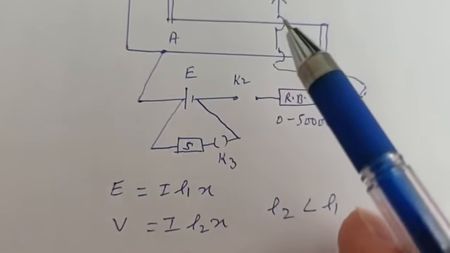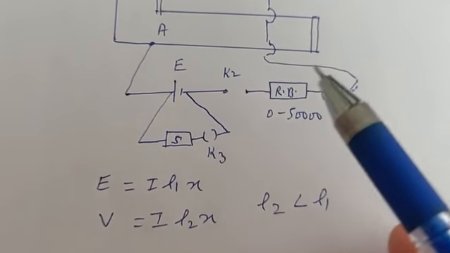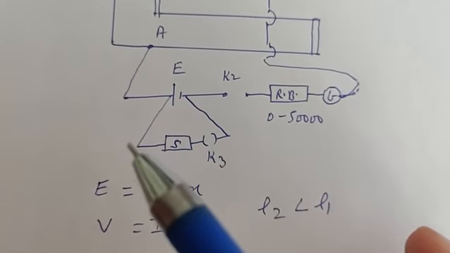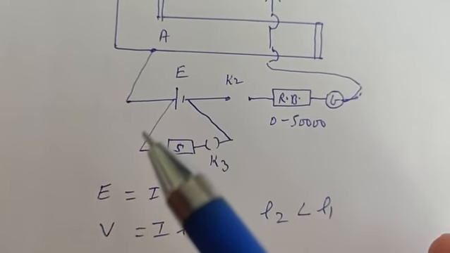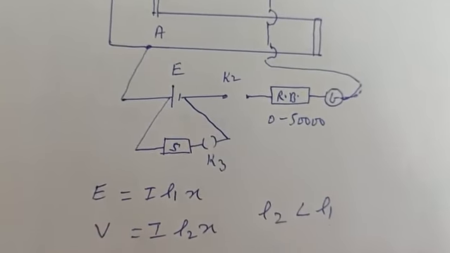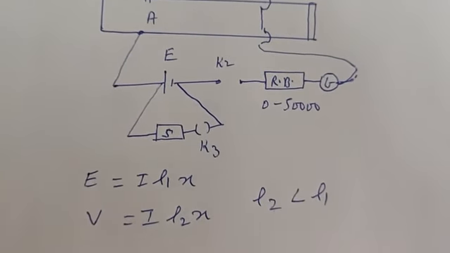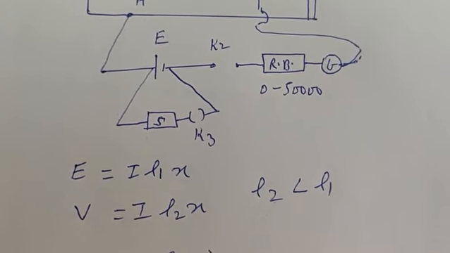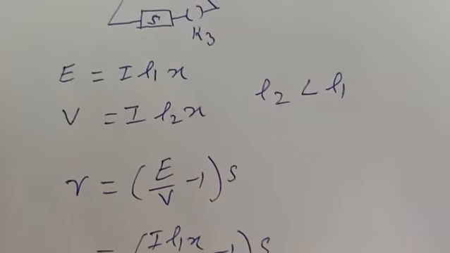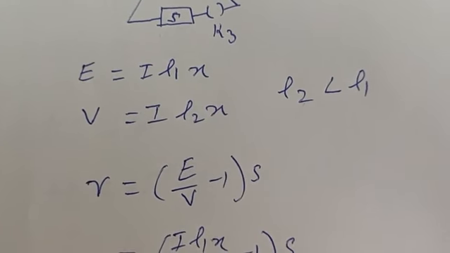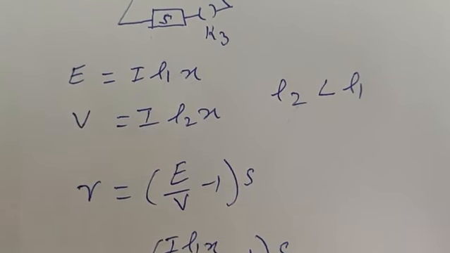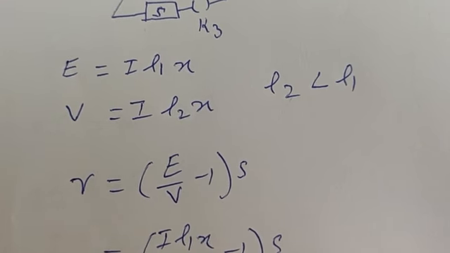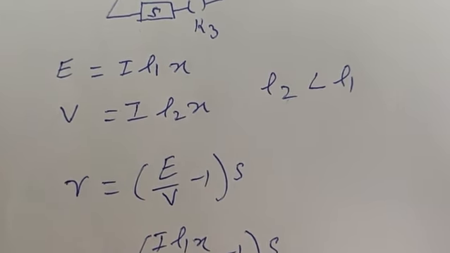After that we will find out where the null point is. At a null point no current will flow through this, but current will flow through this. It means current is drawn from the cell at this null point. And the potential difference across the two terminals of a cell when current is drawn from the cell is called the terminal potential difference, or you can say voltage. So that will be V. So V will be I L2 X. And voltage is always less than the EMF, or you can say EMF is always greater. So L2 will always be less than L1.